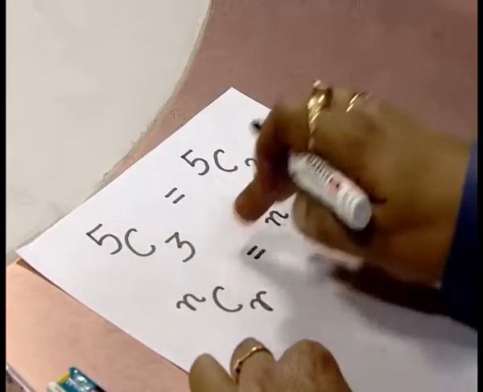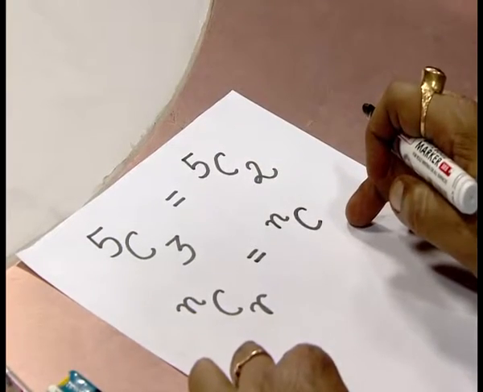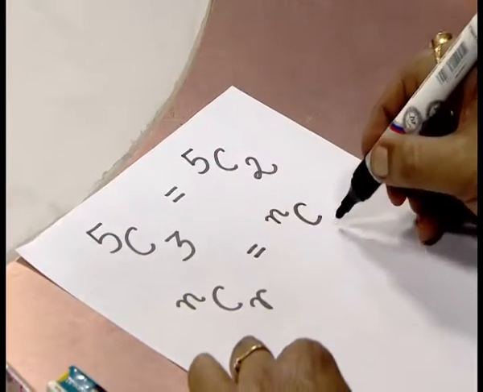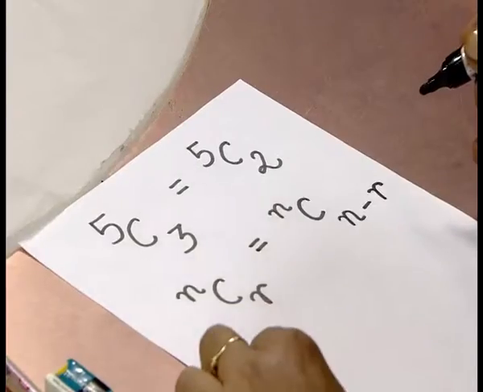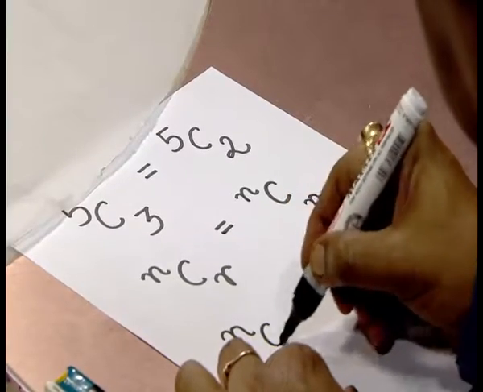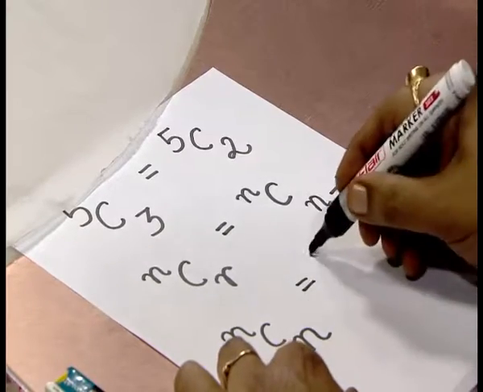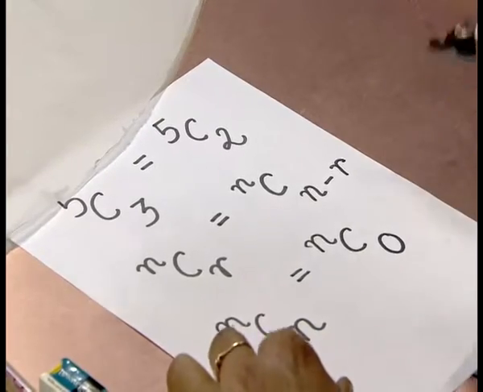Now, see 3 plus 2 is equal to 5. So, I have to write something here which plus r is equal to n. So, here I will write n minus r. So, nCr is equal to nC(n minus r). Then what is nCn? nCn will be equal to nC(n minus n), that is nC0.